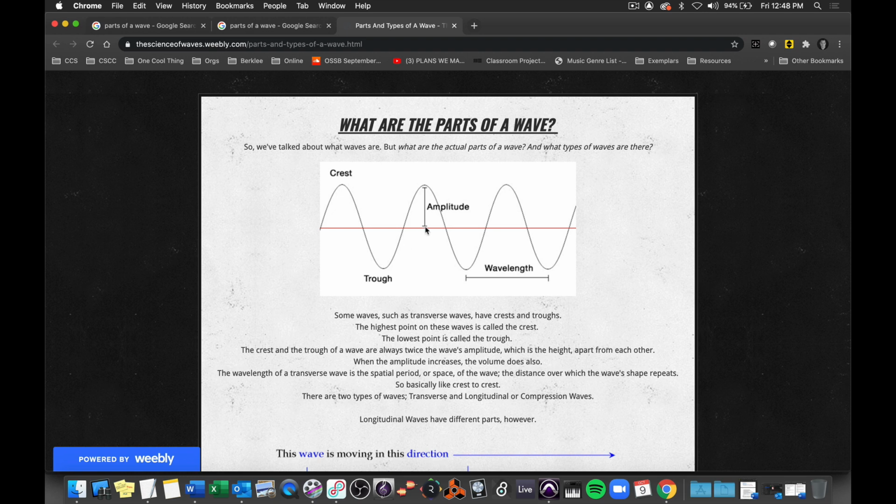The amplitude of the wave is the distance from the center line to the crest or from the center line to the trough. The bigger the distance, the bigger the amplitude.